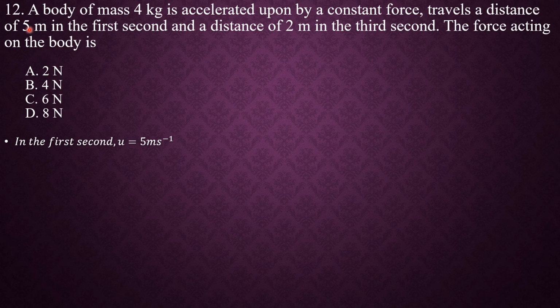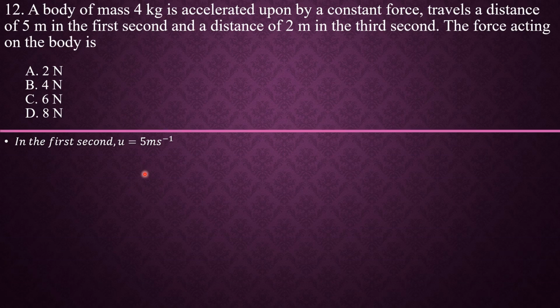For the particle to move 5 meters in the first second and then 2 meters in the third second means it's decelerating. Okay, so in the first second, u is actually 5 meters per second, because it covers 5 meters in 1 second. So that's our initial velocity. In the third second, the velocity of the particle is now 2 meters per second, because it covers 2 meters in 1 second, which is the third second.